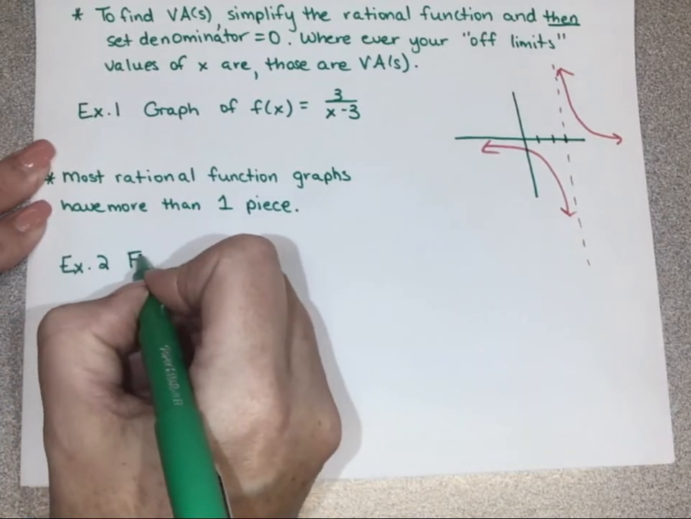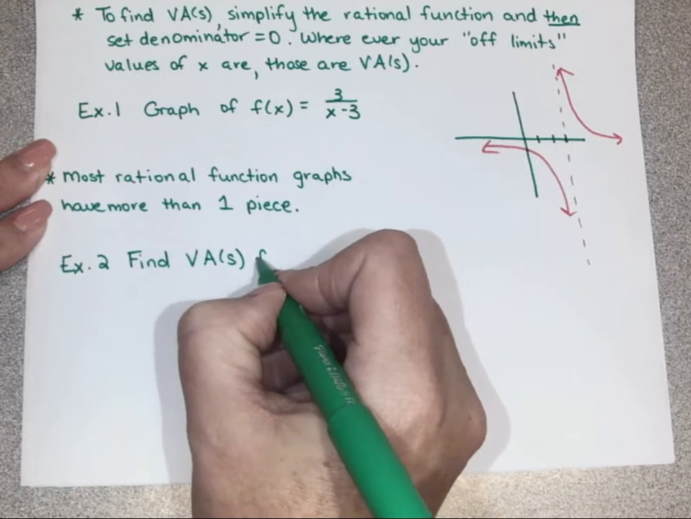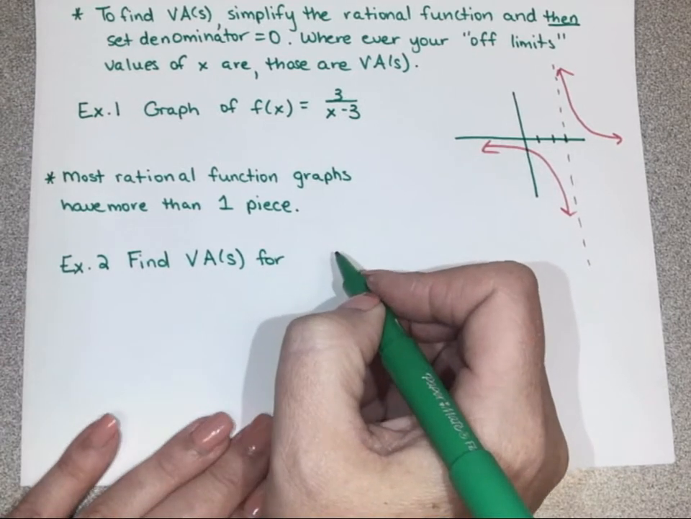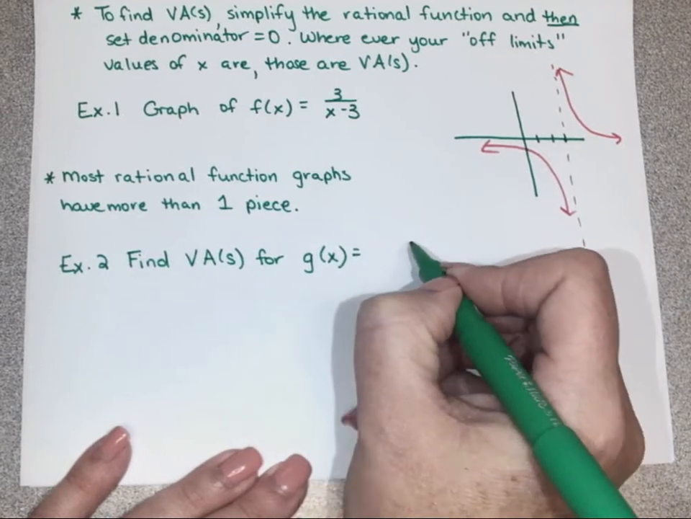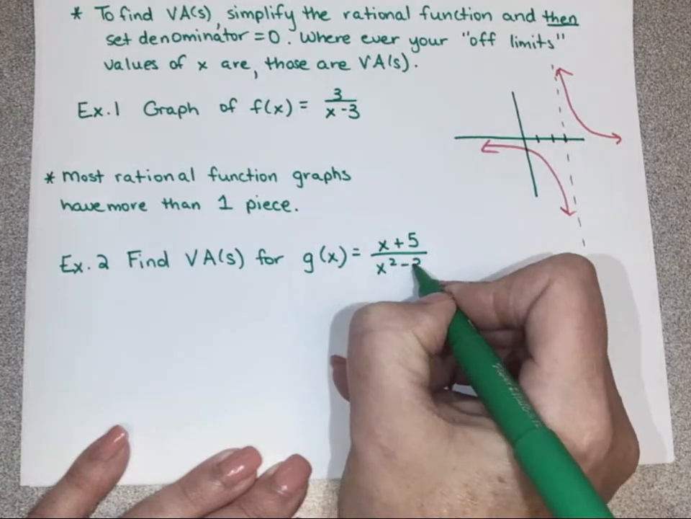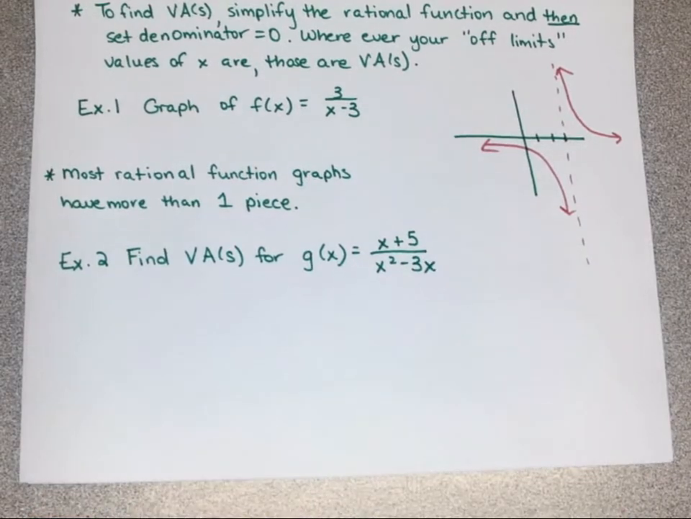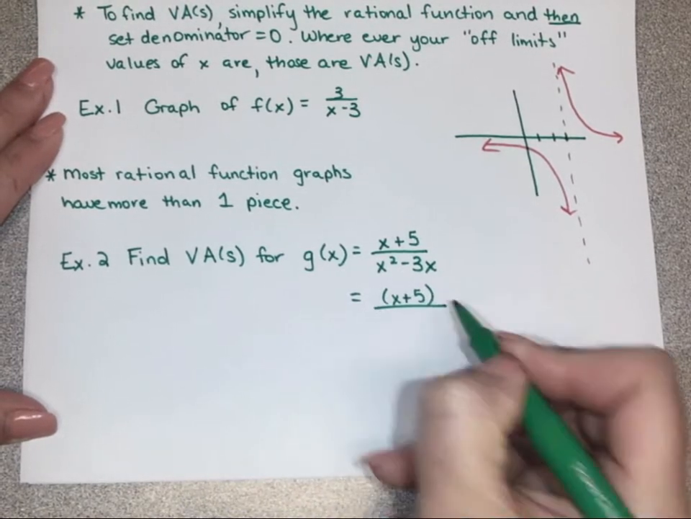Okay, so instead of sketching the graphs right off the bat, let's just practice finding the vertical asymptotes for a couple of functions. I want you to find the vertical asymptote or asymptotes of the following. So g of x equals x plus 5 over x squared minus 3x. The first thing that you would do is factor this to see if it can be simplified at all.